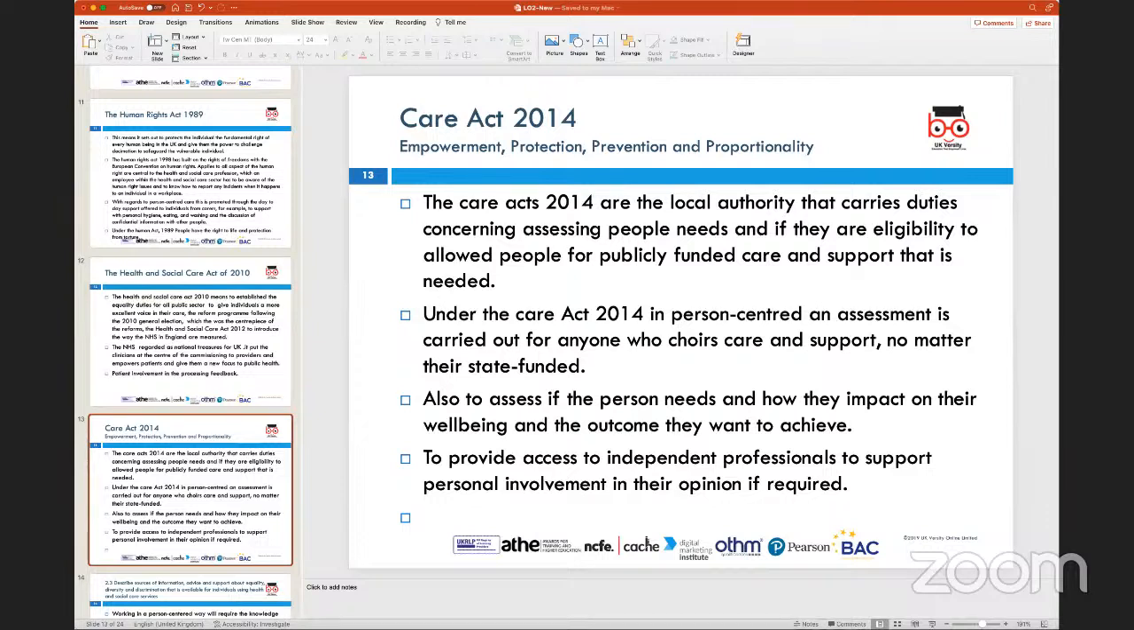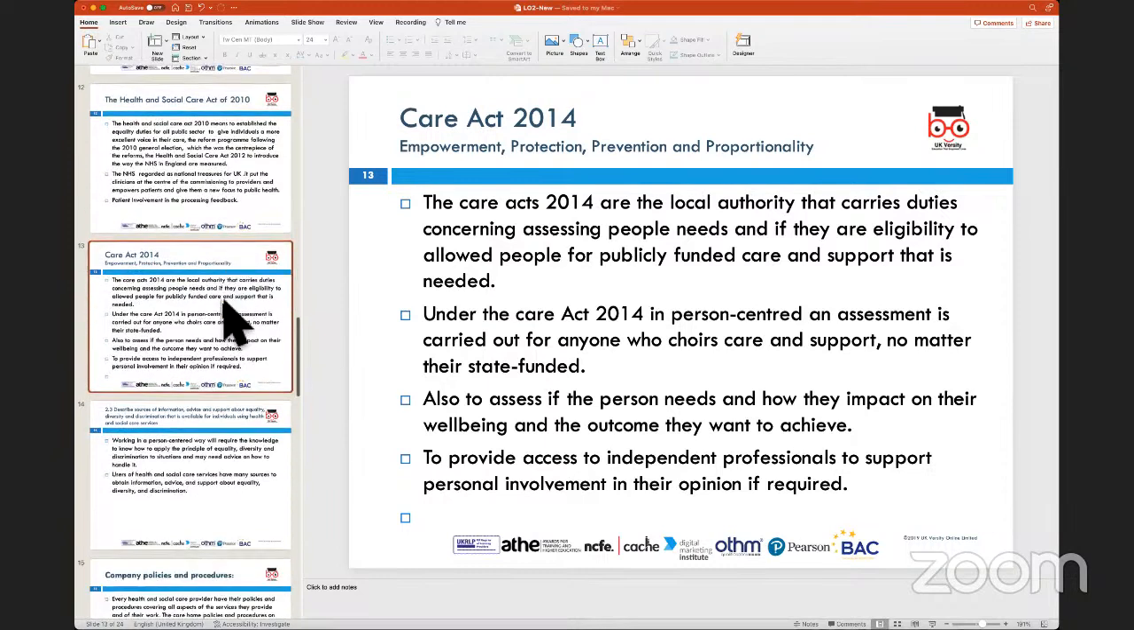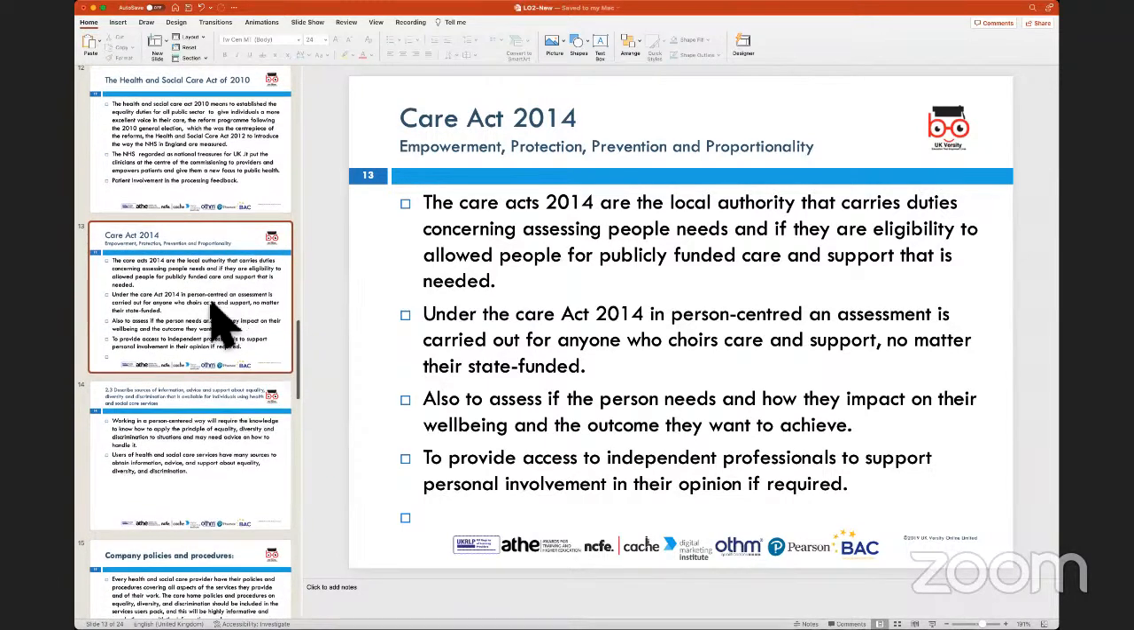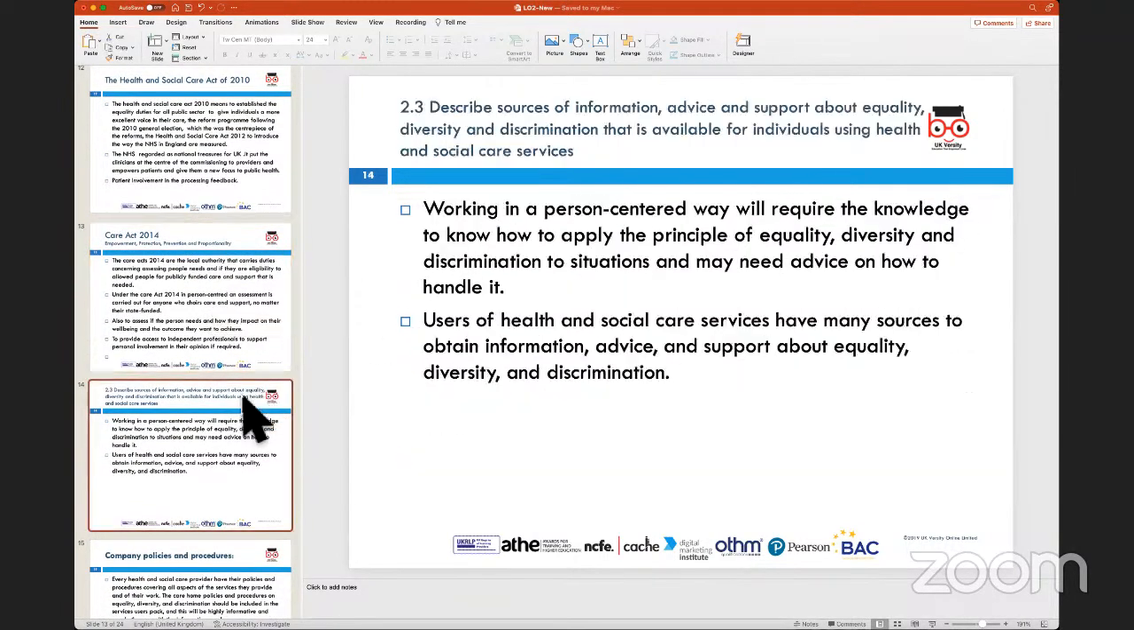So this is an act which is important from the point of view of understanding if you're working within the health and social care sector as a health and social care professional. Any questions on this so far? Okay. Now, some of you did mention that your screen was still showing the legislation, but I hope you're able to see the slides now.